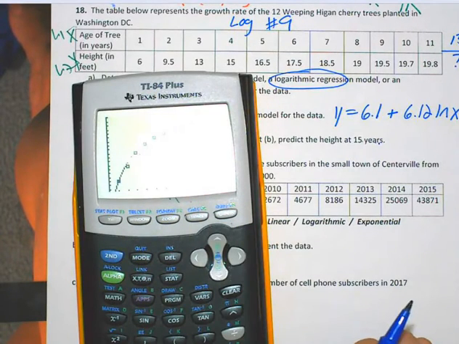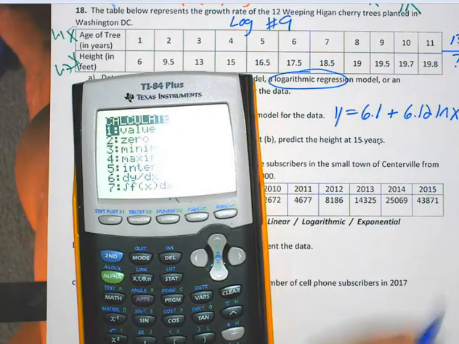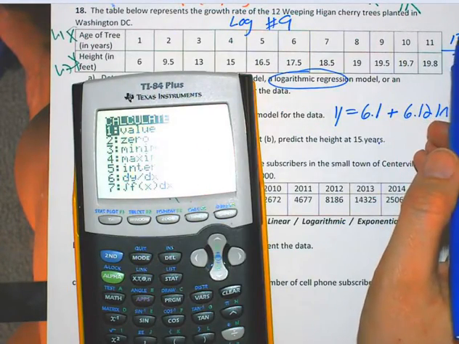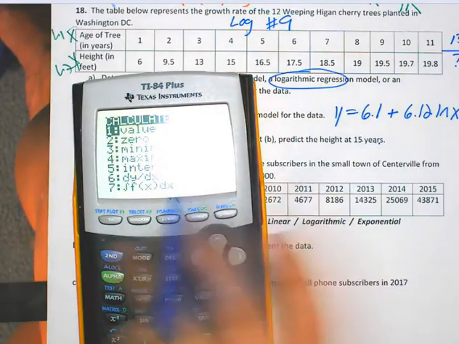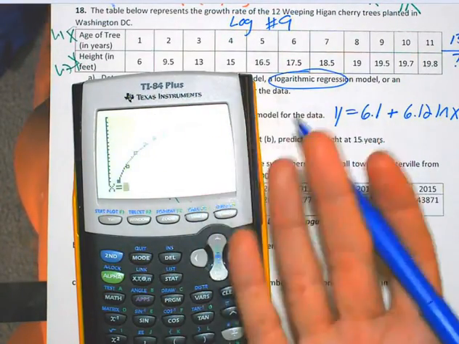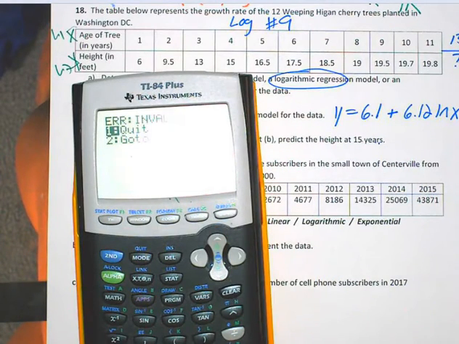Notice that I put in a best fit model, which looks very good. And then the next thing I'm going to do is go to calculate, because I want to calculate where x is 15. Again, second trace, I'm going to do value, and it gives me, okay, x equals what? Well, x equals 15. It gives me an error message because that value is outside my window.